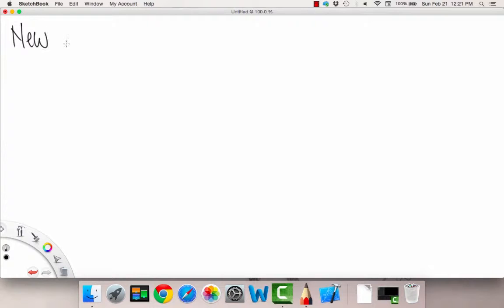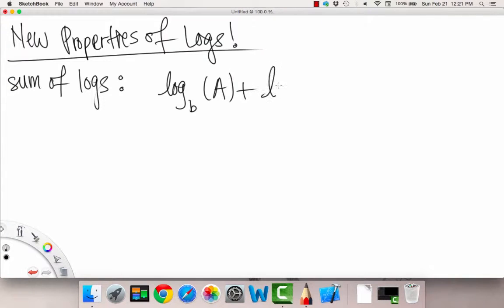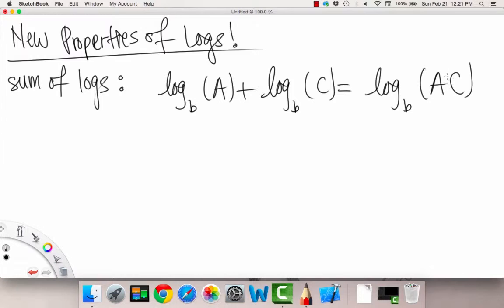So, new properties of logs. We're going to add a little bit to our list here. The first one is called the sum of logs. Sum indicates that we're going to be adding something, and indeed we are. We're going to be adding log base b of a plus log base b of c, and this is going to be equal to log base b of a times c. That's the sum property of logs.